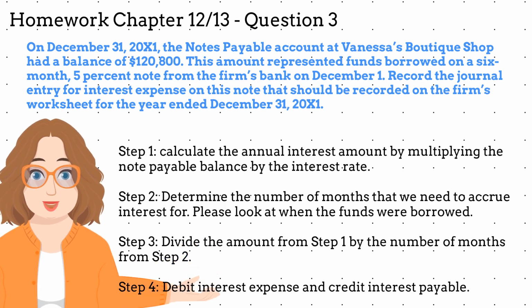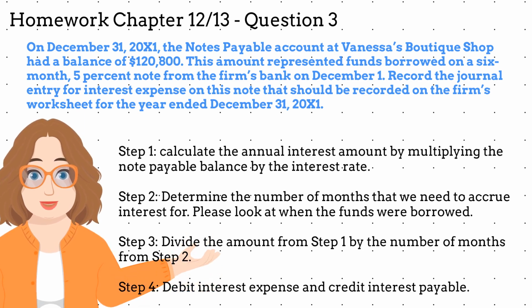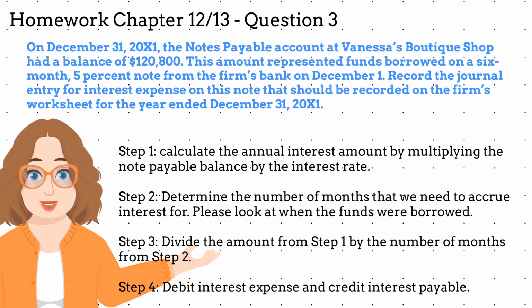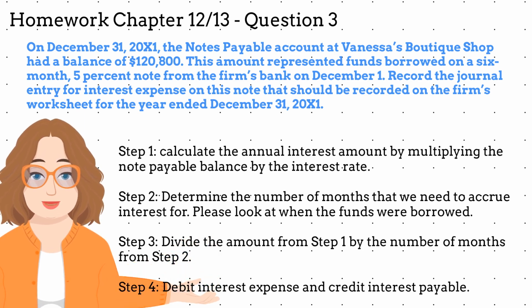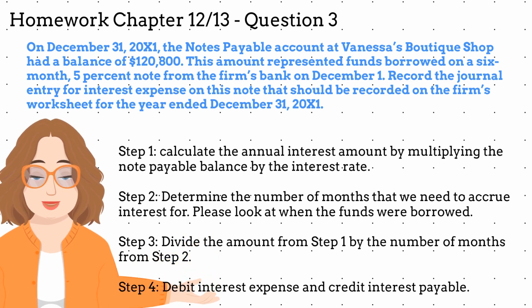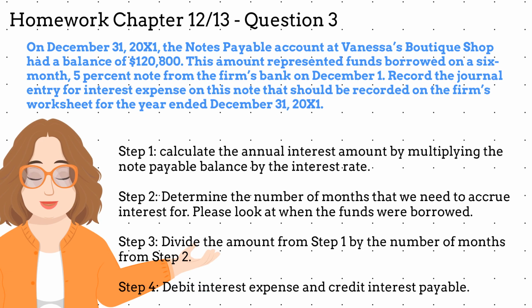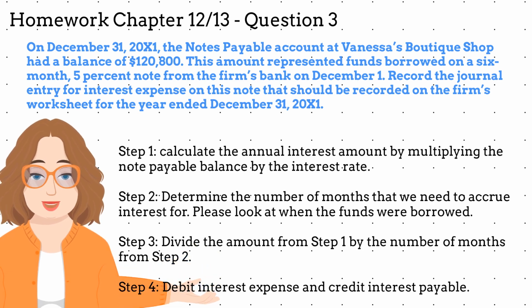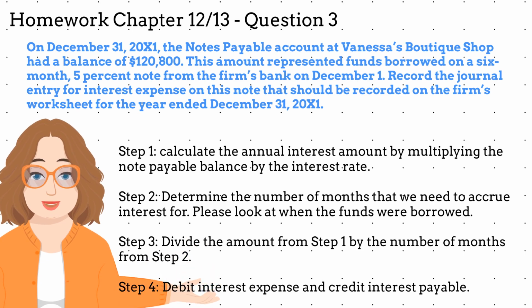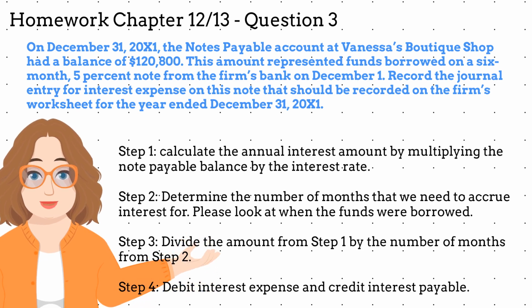Step 1 is to calculate the annual interest amount by multiplying the note payable balance by the interest rate. We then need to determine the number of months that we need to accrue interest for. Please look at when the funds were borrowed. In Step 3 then, we divide the amount from Step 1 by the number of months from Step 2. We are now ready to record the adjustment by debiting interest expense and crediting interest payable.